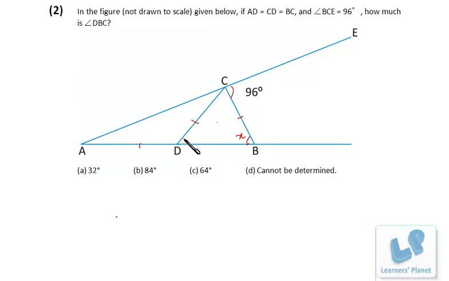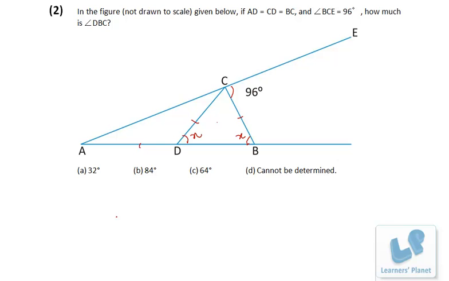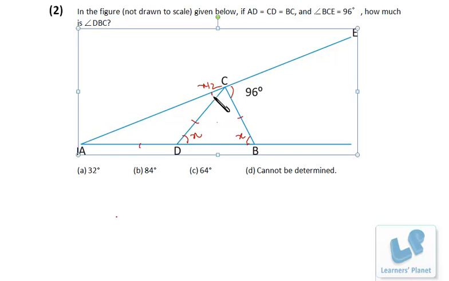Now if this angle is X, this angle must be X, right? Now this is what? The exterior angle. So that is X. That means this angle plus this angle must be X, and both of them are equal. So that means it must be X by 2. That is, this angle must be X by 2.